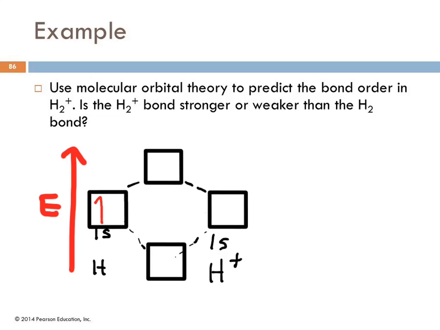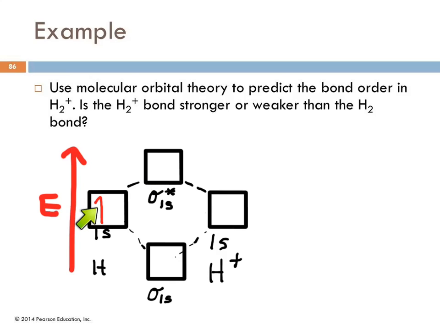So what's the name of this orbital? Sigma 1s. And this guy up here? Sigma star 1s. This is the antibonding orbital, and this is the bonding orbital. So these are our atomic orbitals, and these are our molecular orbitals in the middle.